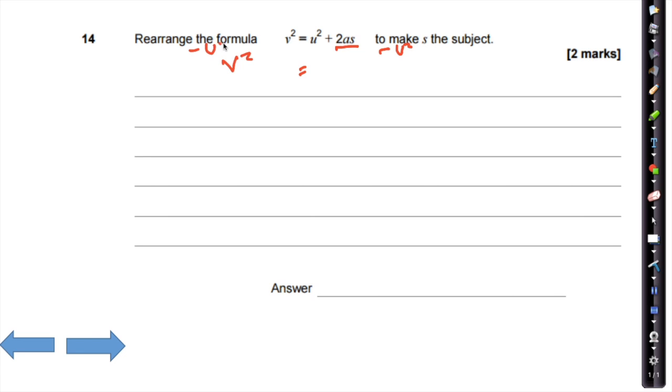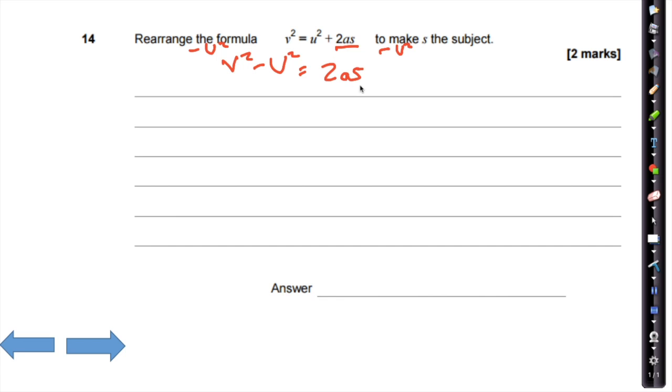So if you subtract u squared on both sides, that's going to mean on this side we've got v squared minus u squared, and on the other side we're going to have u squared minus u squared, which makes 0, and so we're just going to have 2as. So v squared minus u squared equals 2as.